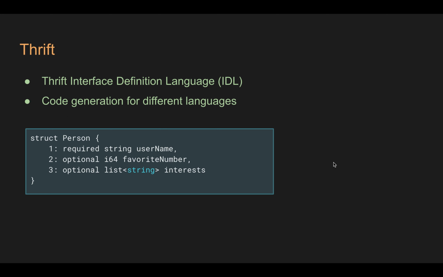So this is the Thrift IDL. In this case, you define a struct, and then you have 1, 2, 3 as tag numbers. This tag number is tied to every field that you have in this schema. Also, the fields favorite number and interest are optional fields. So favorite number is an integer, int64, username is a string, and interest is an array of strings.